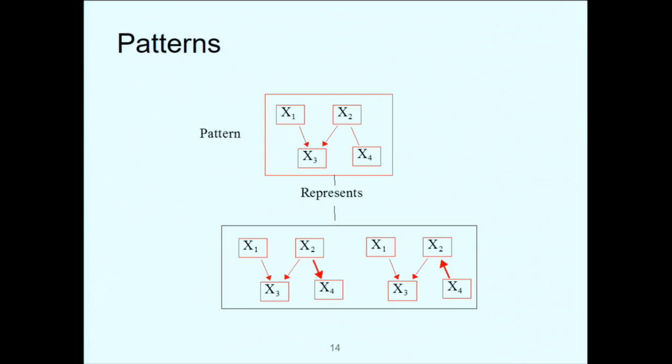Okay, so here's a simple case that represents exactly the case I've been showing you. The pattern on the top represents an equivalence class with two members, and the only difference between them is the direction of the x2, x4 connection. So if I give you the pattern on top and I say, what does that represent, you can easily do that.